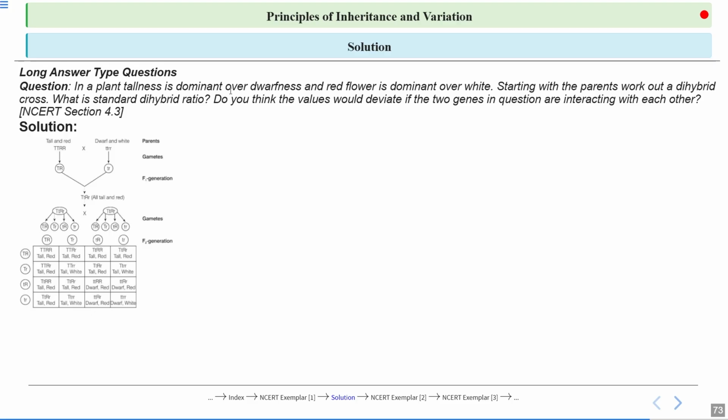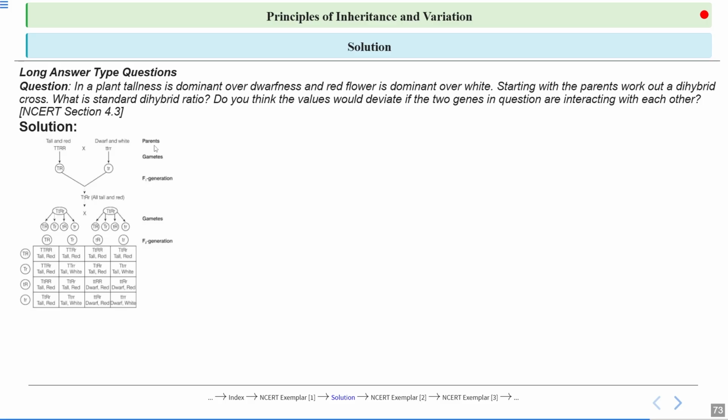In a plant, tallness is dominant over dwarfness and red flower is dominant over white. Starting with the parents, work out a dihybrid cross. What is the standard dihybrid ratio here? And do you think the values would deviate if the two genes in the question are interacting with each other? So here is the solution.